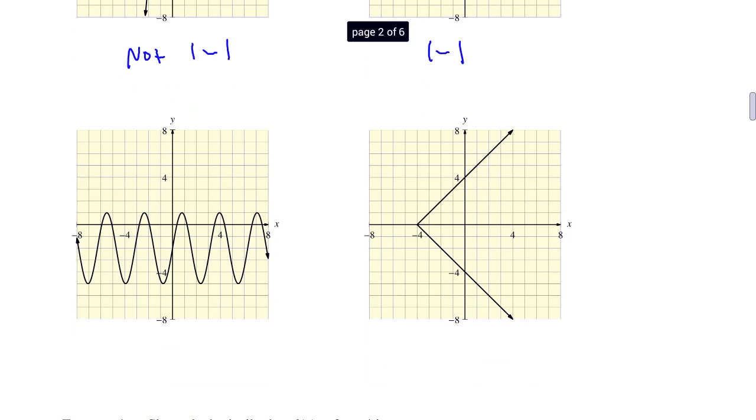How about this third example? This is some sort of sine curve. Is this 1-to-1 or not 1-to-1? Not 1-to-1. How many times does this horizontal line intersect this graph? Infinitely many. Here's like 10 of them, maybe. I'm not even going to count. But then this just keeps going. It just keeps wiggling throughout infinities. So it's going to hit it infinitely many times. That is not 1-to-1.